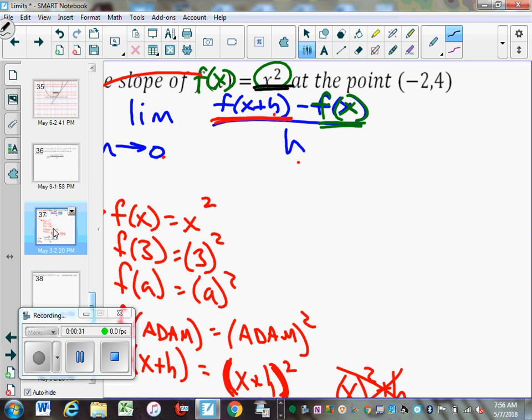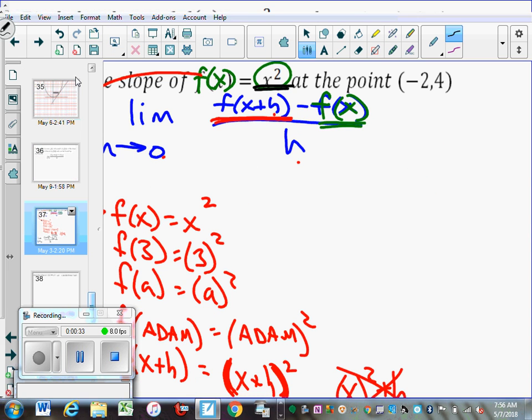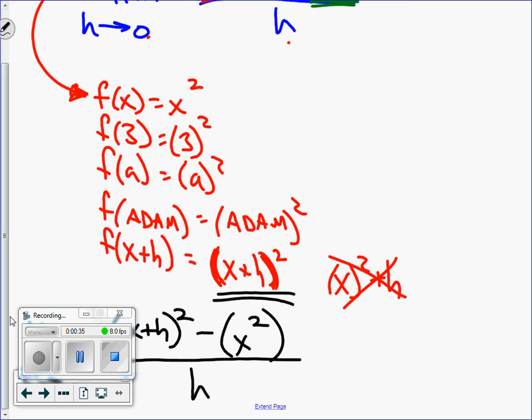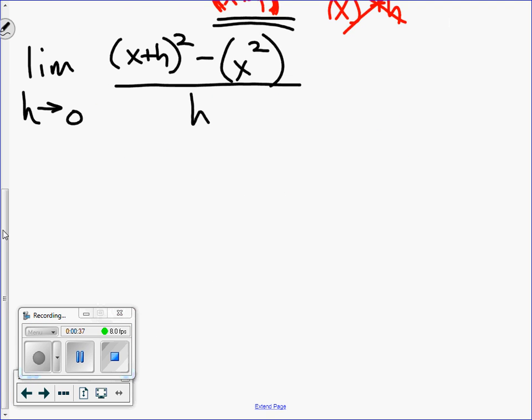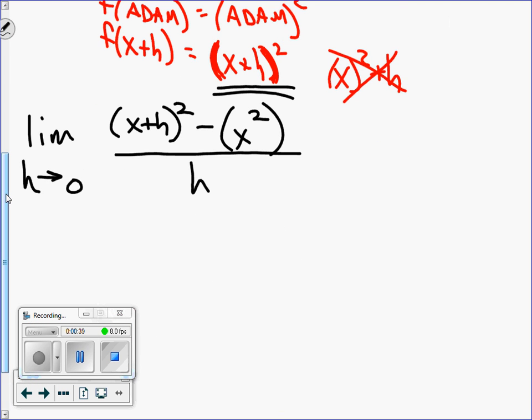The situation we're in now is similar to that. The difference is I can't plug in a 0 for h, because if I put a 0 here and here, I get 0 over 0. So we can simplify this.